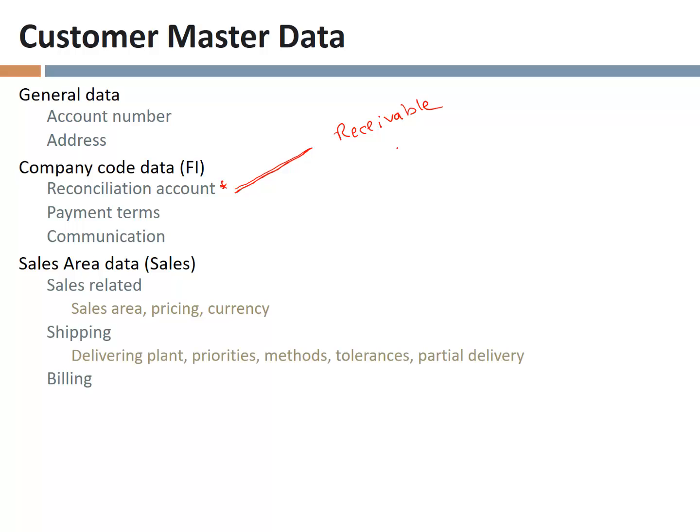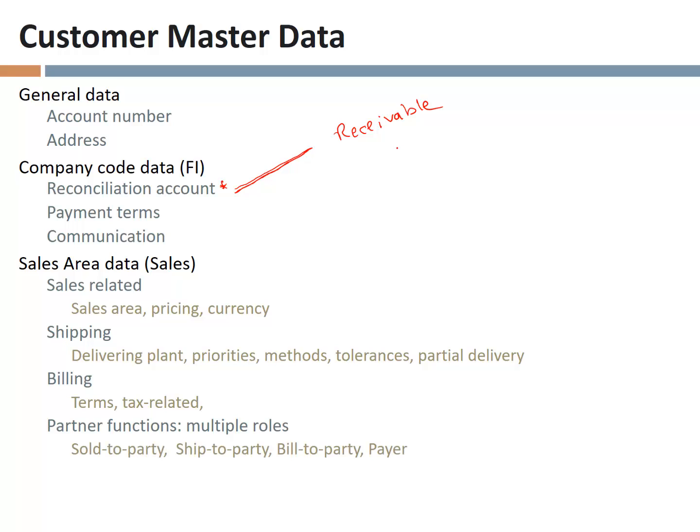The sales area tab that we were just talking about, the sales area aspect, has a lot of stuff in it. What's the sales area? What currency do we sell to that customer in? What are our prices for this? And this is where we can see condition records, references to conditions. Who delivers to them? How do we prioritize this customer?